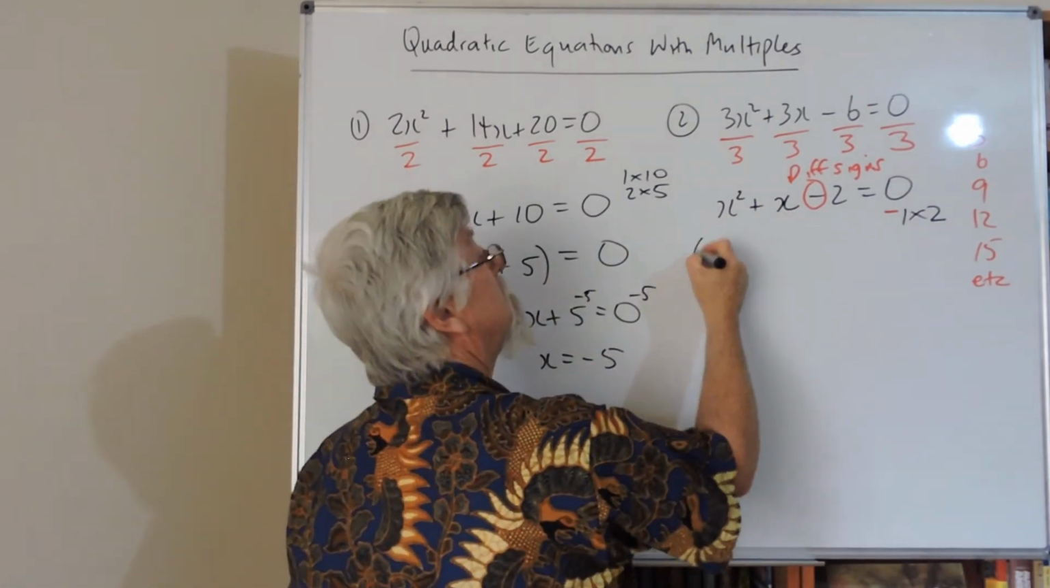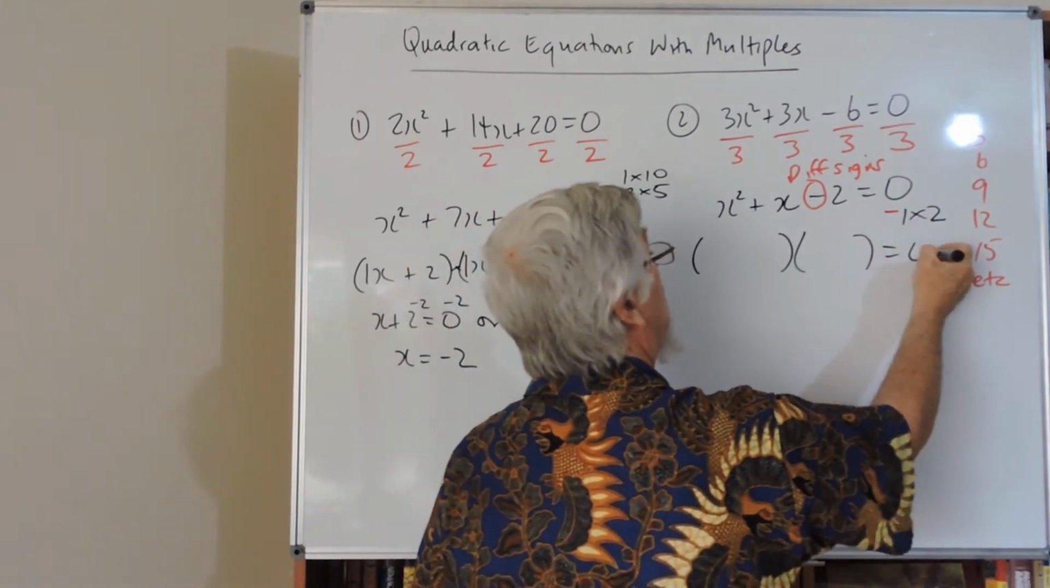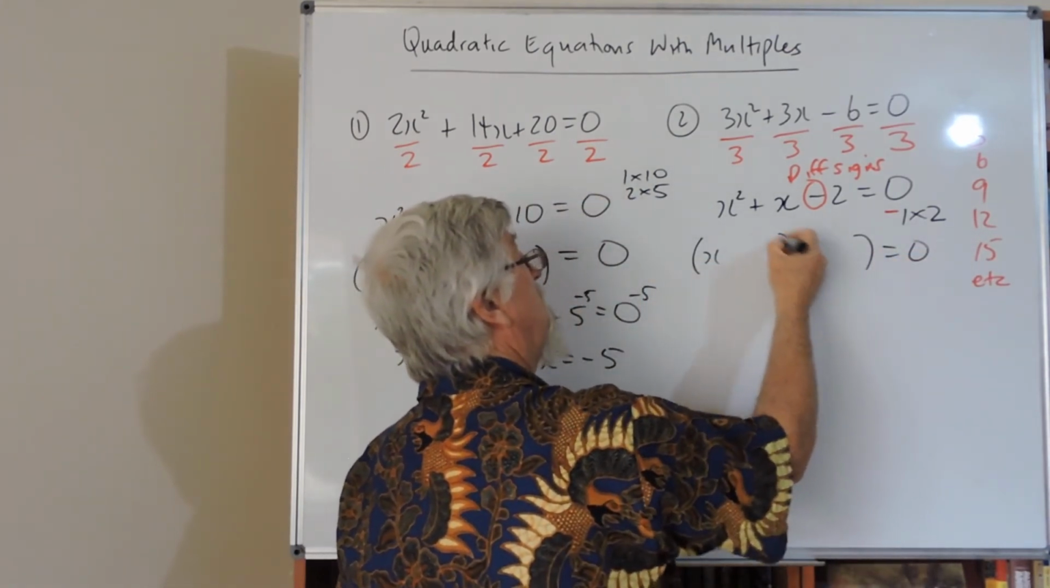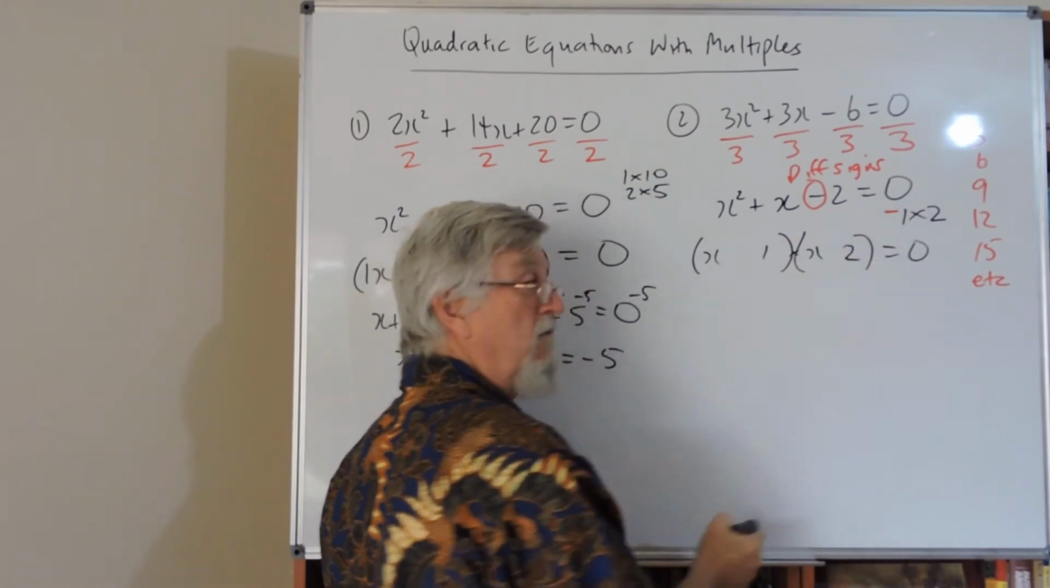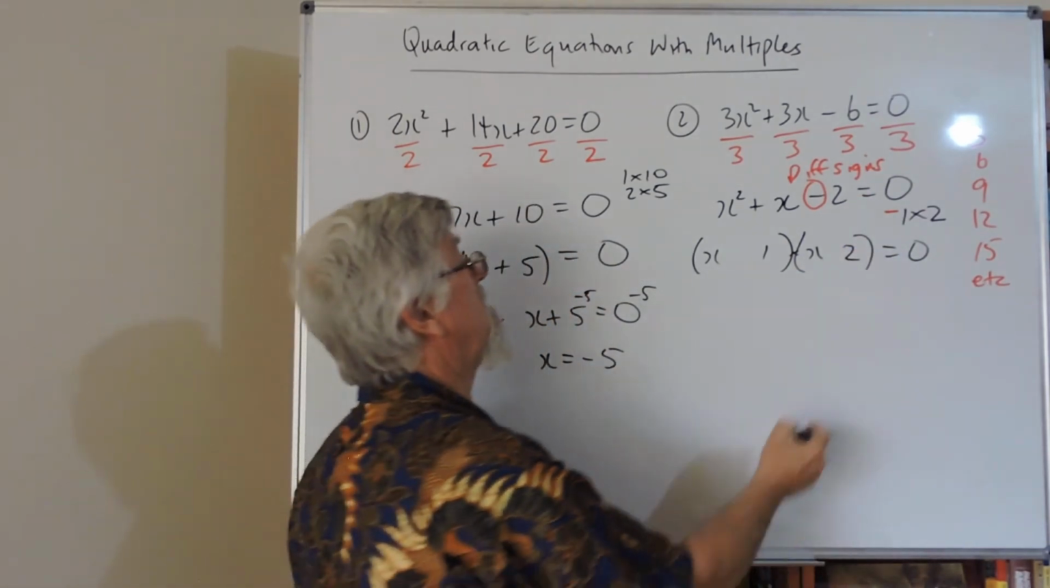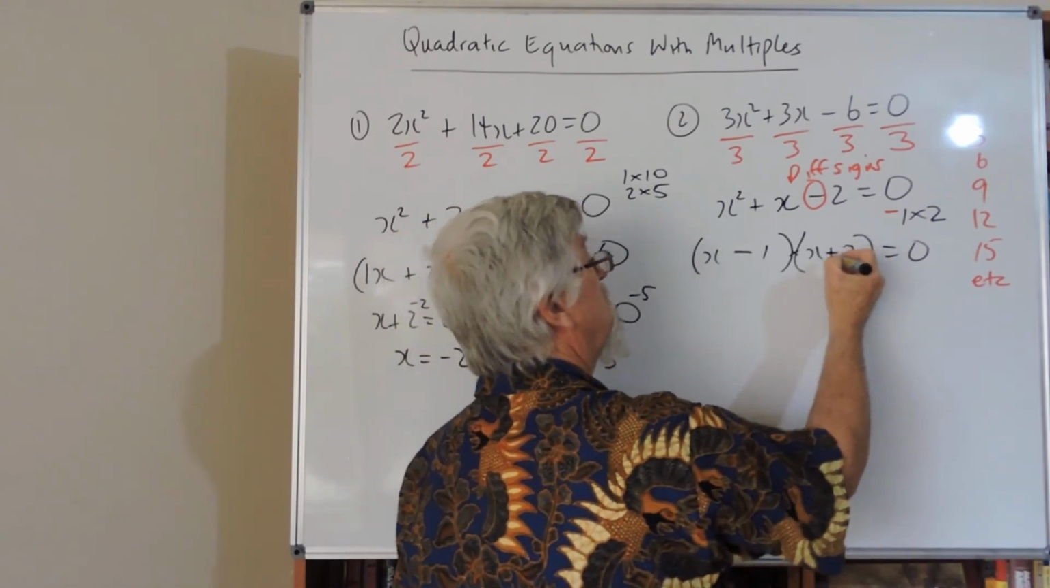So here we go. Two brackets again. You get an x times an x will give you an x squared. A 1 times a 2 would give us 2. One of them has to be negative. Which one has to be negative? That gets a negative and that gets a positive.